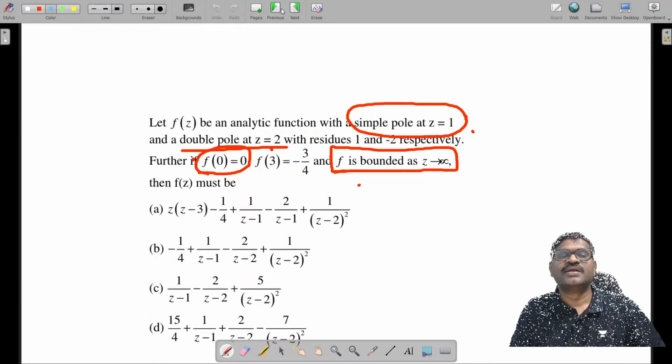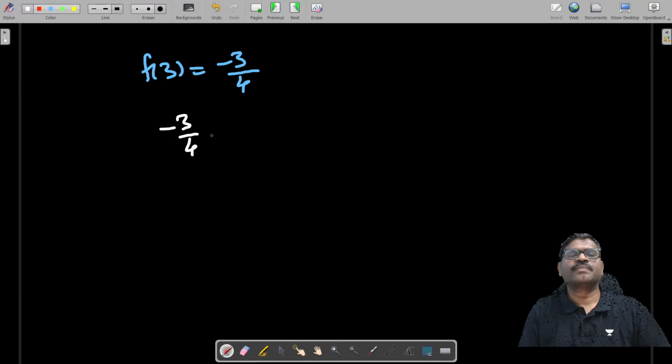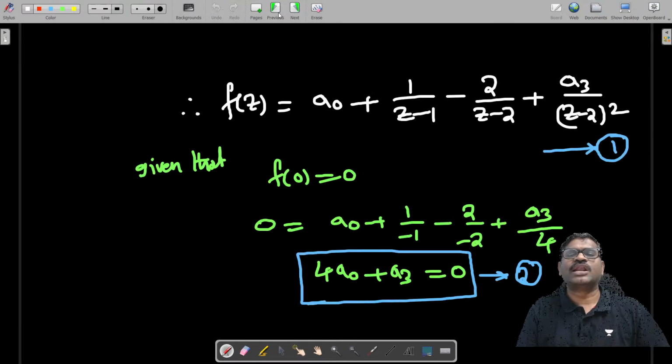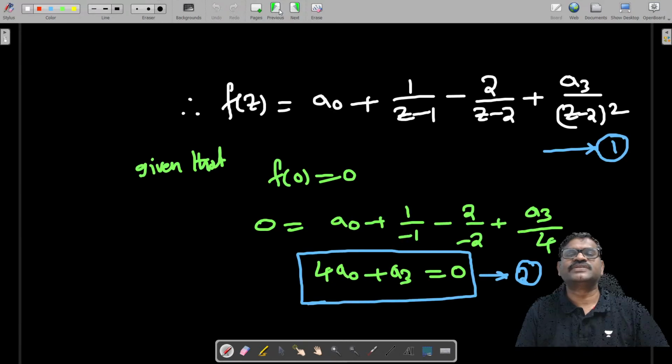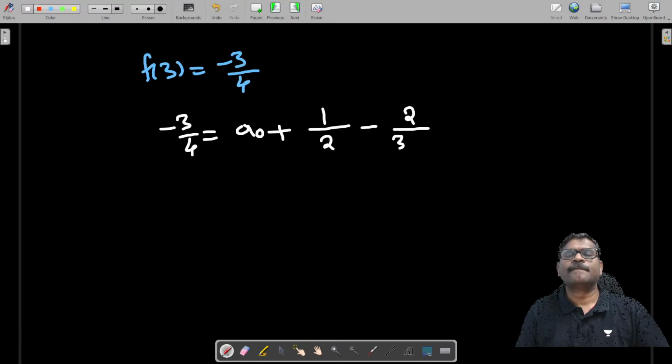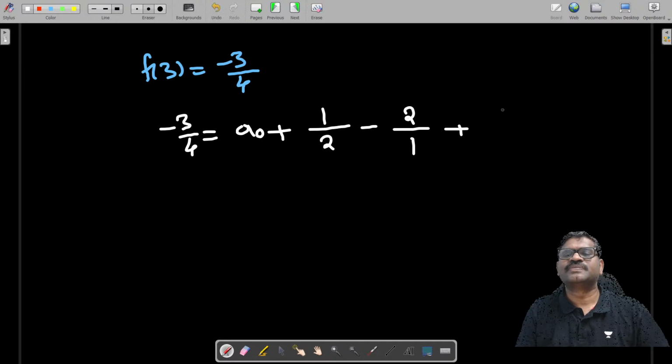Next, f of 3 equals minus 3 by 4. Minus 3 by 4 equals a naught plus 1 by (3 minus 1) minus 2 by (3 minus 2) plus a3 by (3 minus 2) whole square, which is 1.